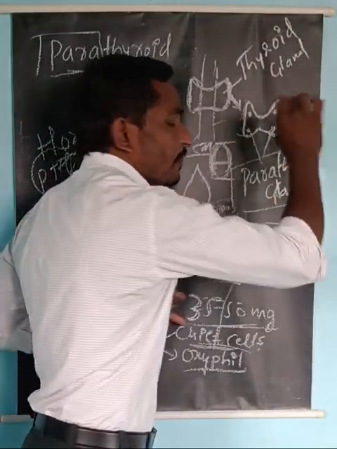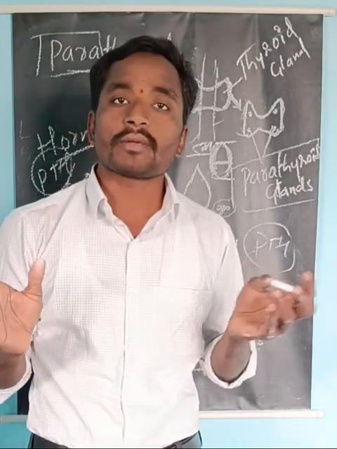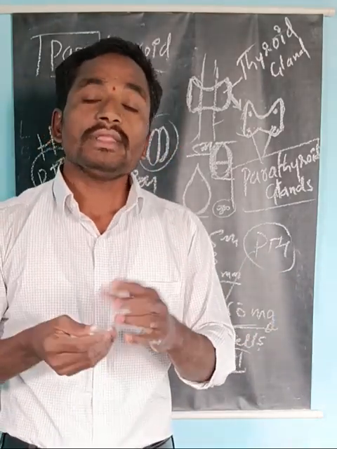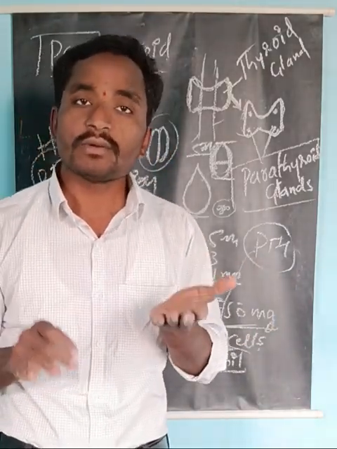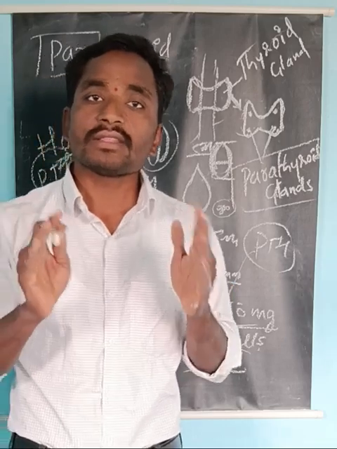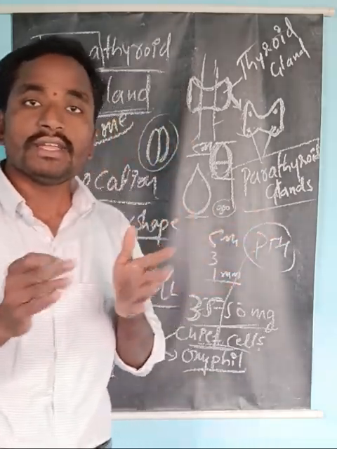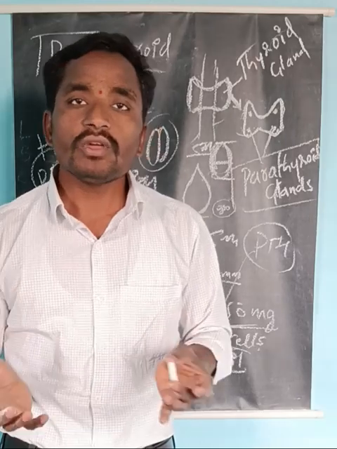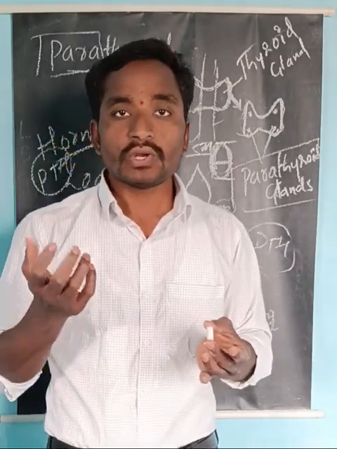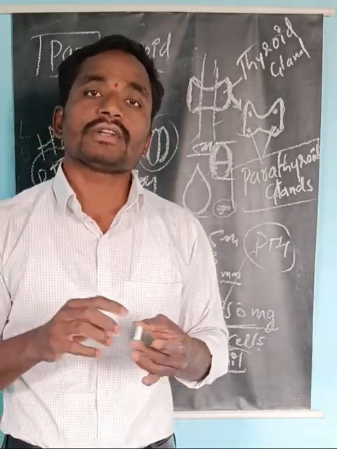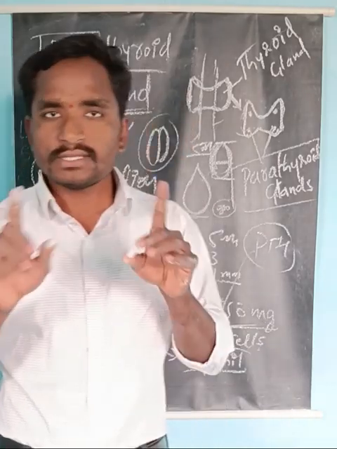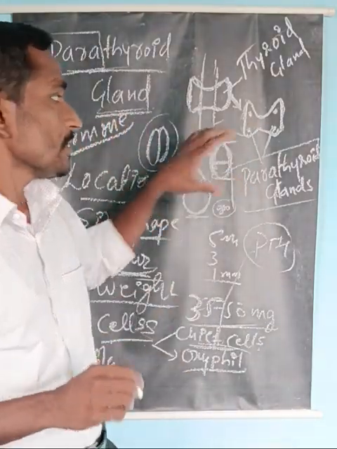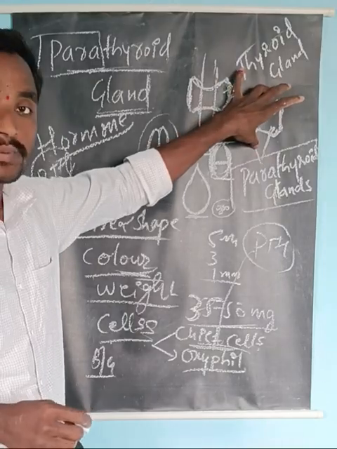Parathyroid hormone works on the negative feedback mechanism. It means when there is a high level of calcium in the blood, it decreases the secretion of parathyroid hormone, that is PTH. When there is a low level of calcium in the blood, it secretes parathyroid hormone. Okay, so this is regarding the functions of the hormone secreted by the parathyroid gland.